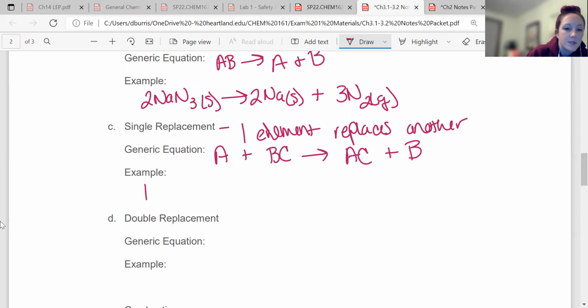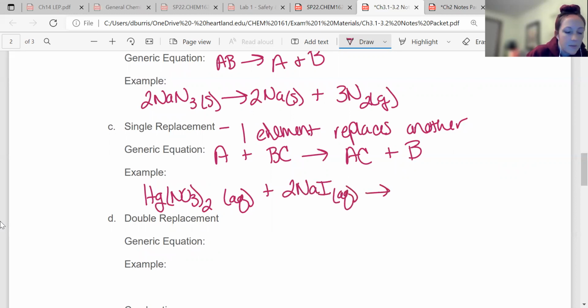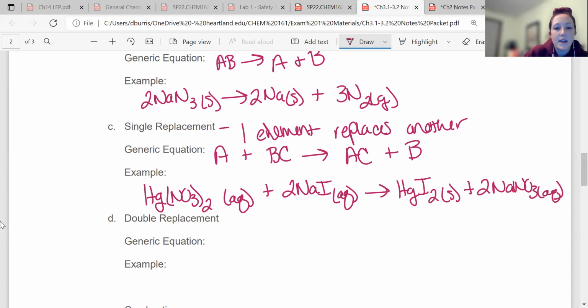Okay, so here I've got mercury nitrate, aqueous. This happens a lot with aqueous solutions. Sodium iodide makes HgI2 solid and 2NaNO3 aqueous. Okay, so I have, sorry, this is the double replacement reaction. Hang on, let me move this down.